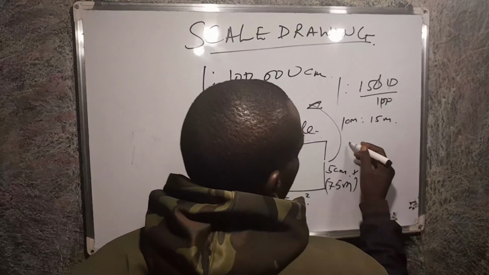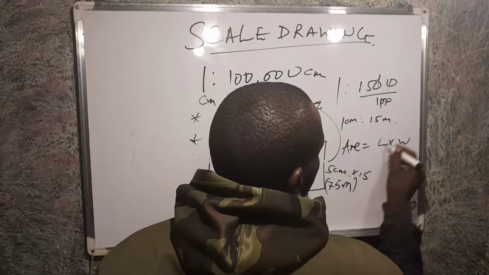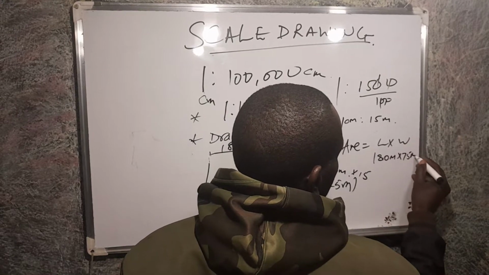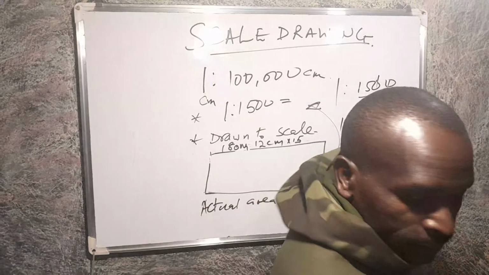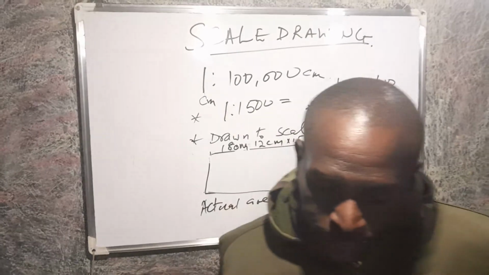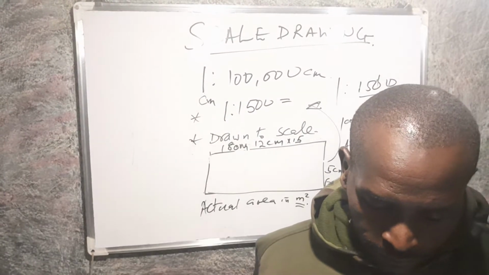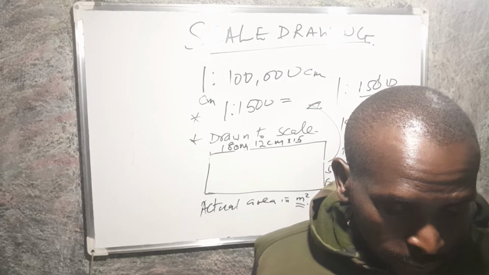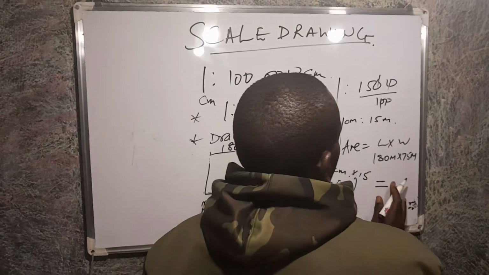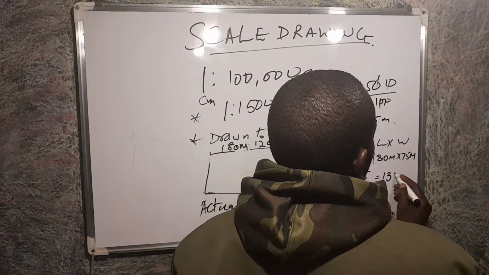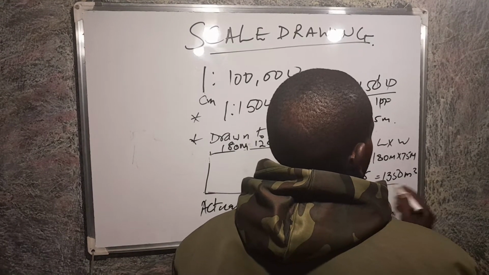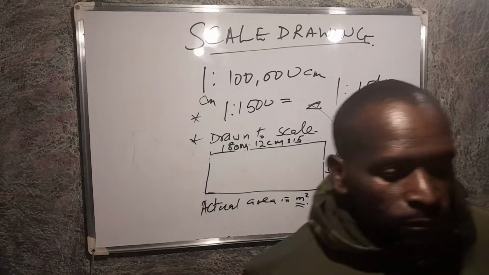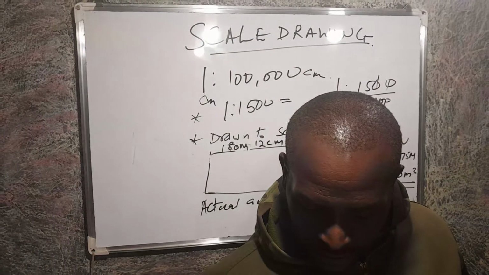Then, lastly, what do you do? The formula for area is length times width, that is 180 meters multiplied by 75 meters. That gives you 13,500 meters squared. Hope you have worked it out well.